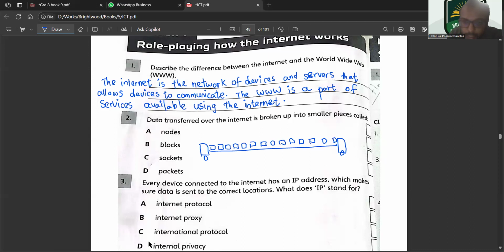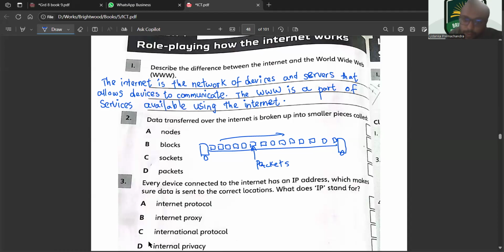Data can be split like here. The data will be split and it should be transferred like this. We call this split one, what is it? I previously also said. Data packets. We call them data packets.